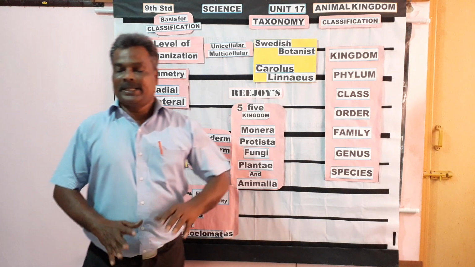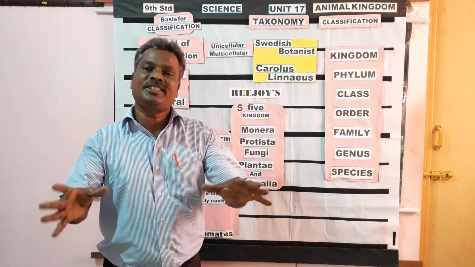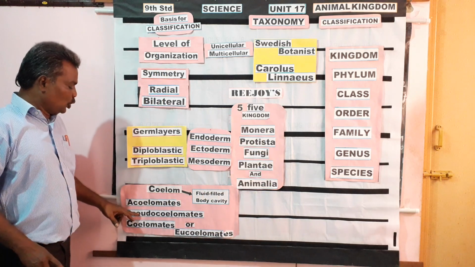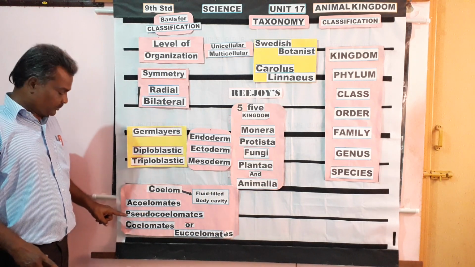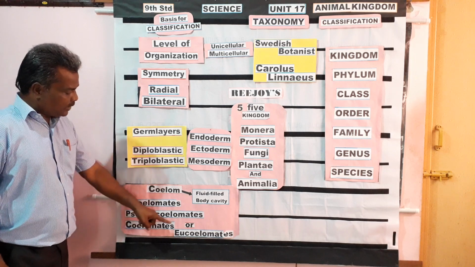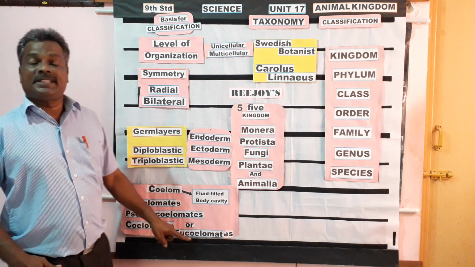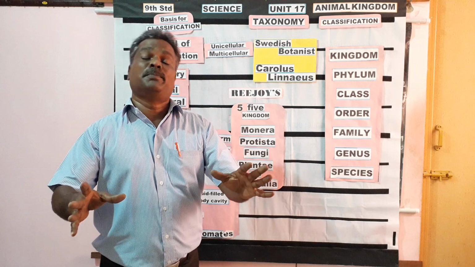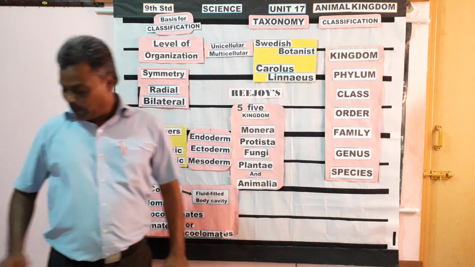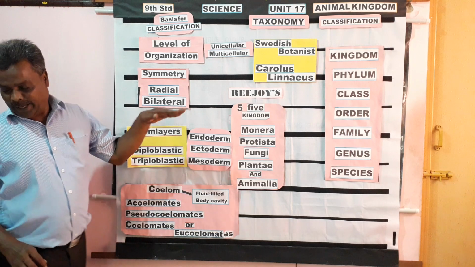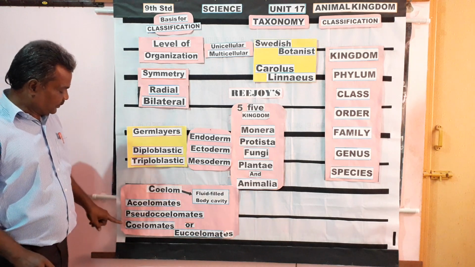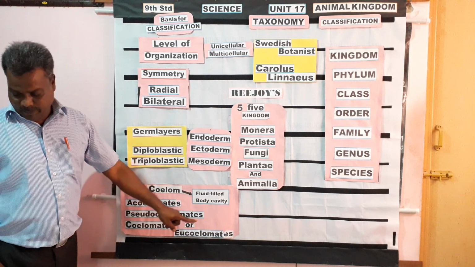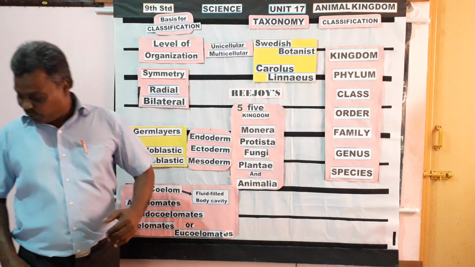Then second, pseudocoelomates. That means the animals having a false body cavity. Pseudo means false. Then third one, coelomates or eucoelomates. These are animals having a true fluid-filled body cavity, that is true coelom. Okay. For example, acoelomate, tapeworm. Pseudocoelomate, example, roundworm. And coelomate, eucoelomate, example, earthworm or frog.